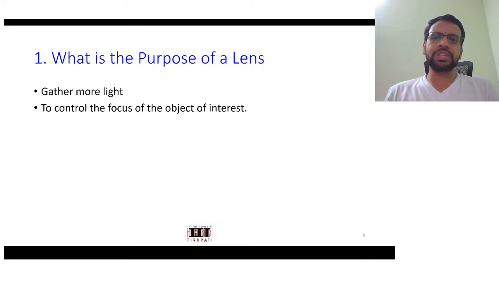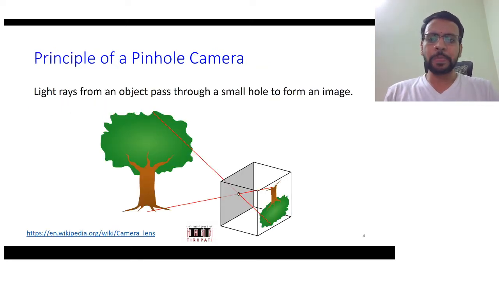So the first question is, what is the purpose of a lens? If I have to answer it shortly, for two reasons. The first one is to gather more light. The second one is to control the focus of the object of interest. Let me give you a bit more detailed answer here.